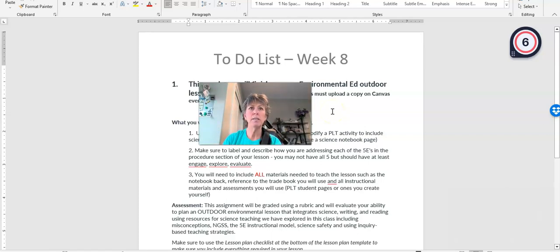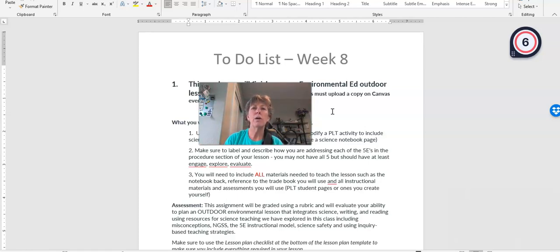All students must upload a copy, even if you worked with a group. I need an individual submission from each of you on Canvas. That's where you'll put it. And important to note, your submission should include copies of any materials like your notebook page, information on your trade book, any other instructional materials you reference within your lesson plan. So if you're showing a video, you need to have that linked.